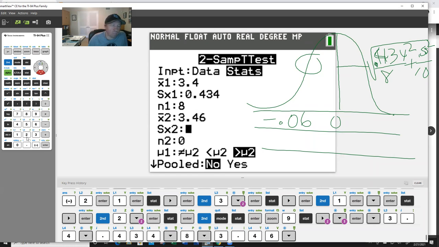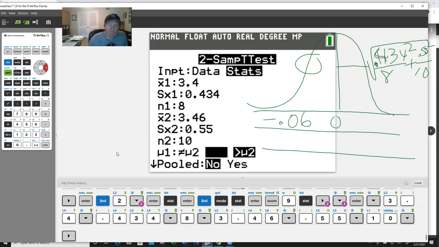Standard deviation was 0.55 and it had 10 in the sample. And we're wondering if mu1 is less than mu2.